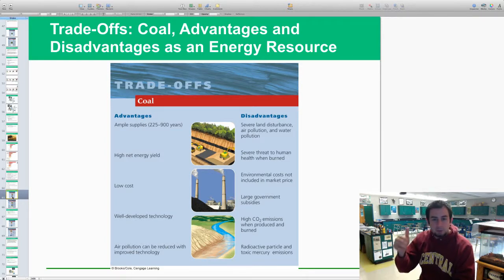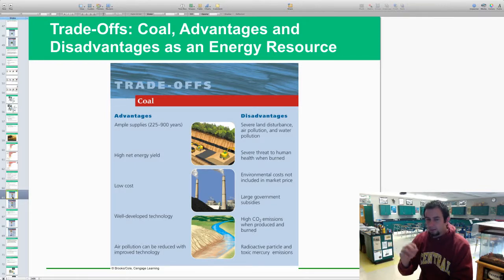So you're going to see air pollution, water pollution, and land disturbance when you're actually getting the coal out of the ground. It's a severe threat to human health when burned, if proper precautions aren't taken to reduce the sulfur emissions from that, and also the soot being produced. Environmental costs are not included in the market price. Because it is relatively cheap, you're not paying that environmental cost of the strip mining that's degrading the land. Large government subsidies are given to companies that are using coal in industry, and it has very high CO2 emissions when produced and burned.